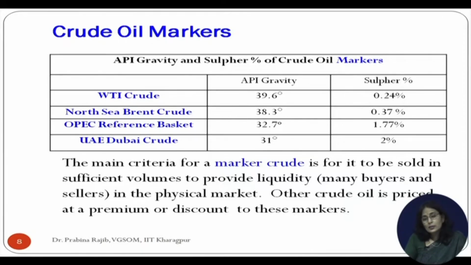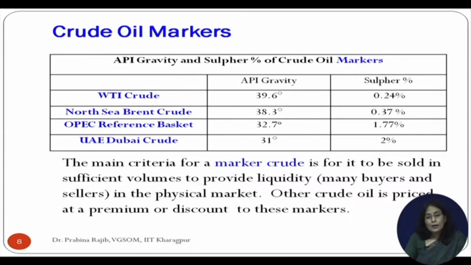Now, out of these 160 crude oil varieties, how have these 4 been identified as marker crudes? What are the criteria for a particular crude variety to be called a marker crude? The main criterion for a marker crude is to be sold in sufficient volume to provide liquidity in the physical market. If many people are buying and selling, and the volume traded for that particular variety of crude oil is higher, then many people would like to know the price prevailing for these crudes, and globally many organizations report the price of these 4 varieties of crudes, and slowly over a period of time these crudes come to be known as marker crudes. And other crude oil is priced at a premium or discount to these markers.